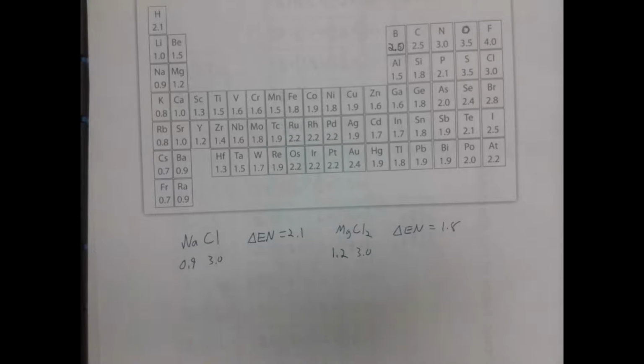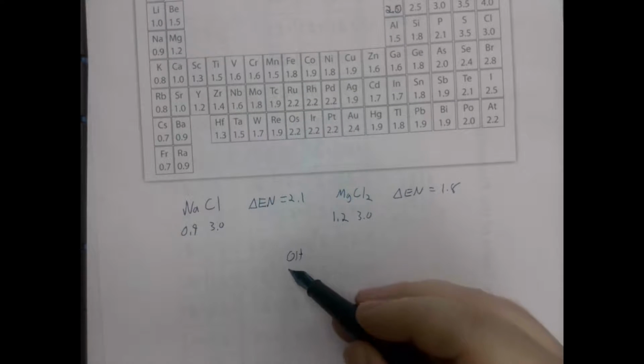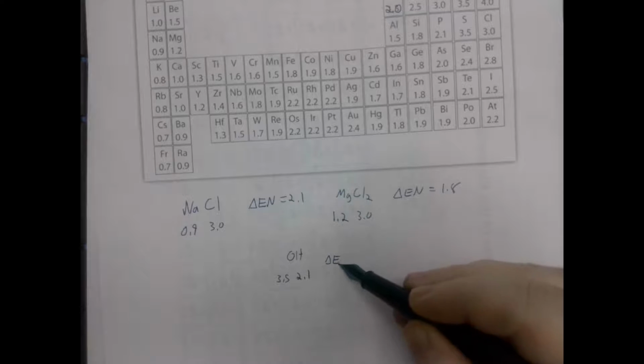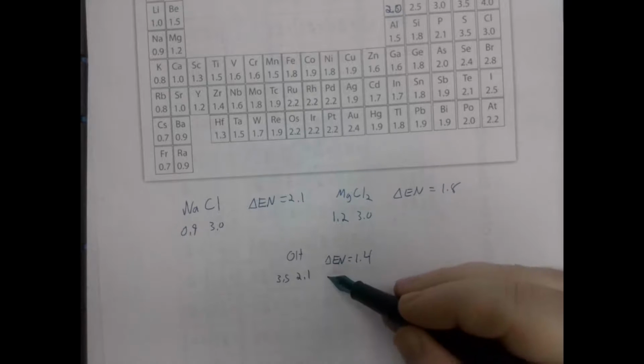We can't really do it with, let's see if I can find a value, OH electronegativity. Let's just look at OH. Oxygen is 3.5. Hydrogen is 2.1. So the difference in EN is only 1.4. This is not ionic.